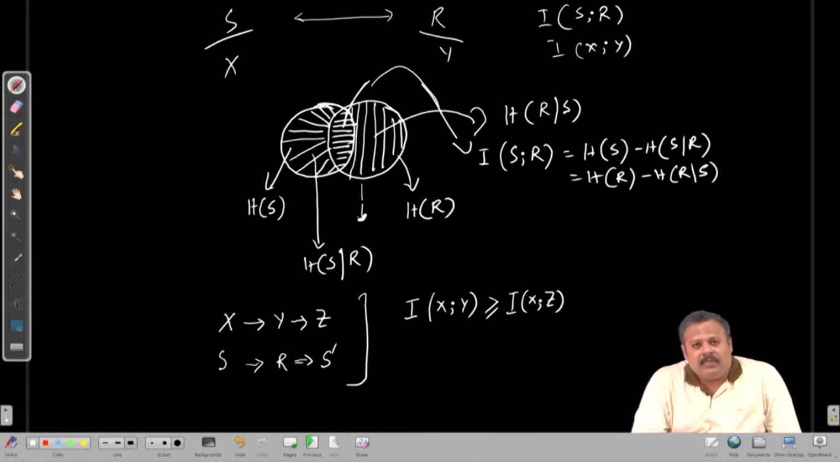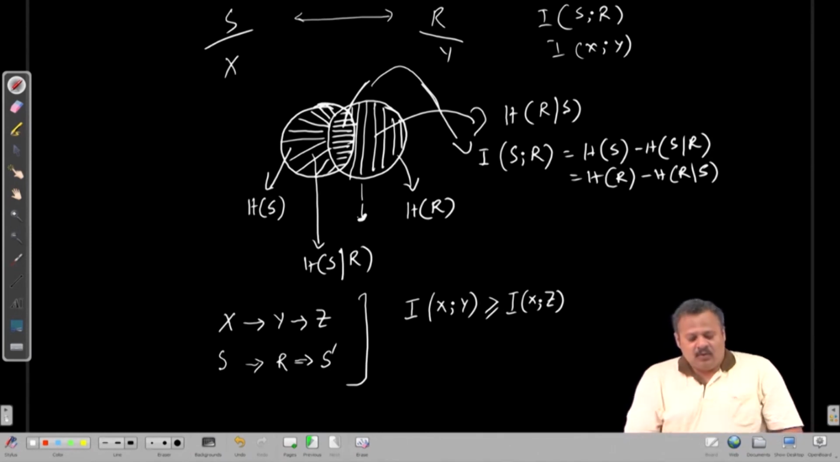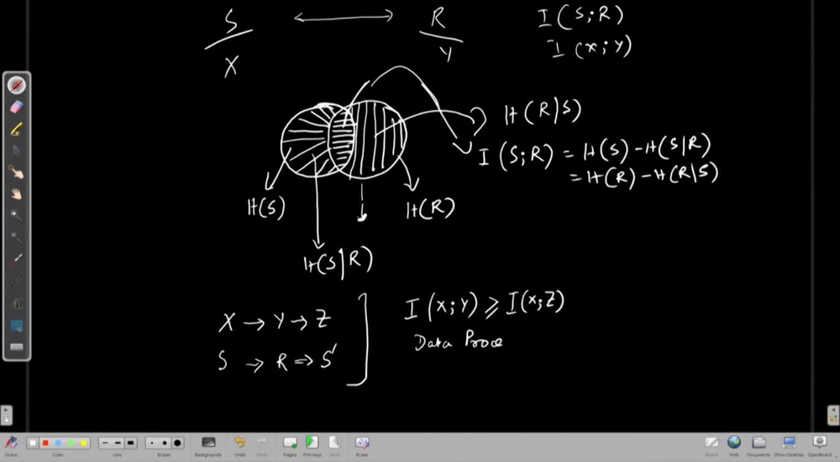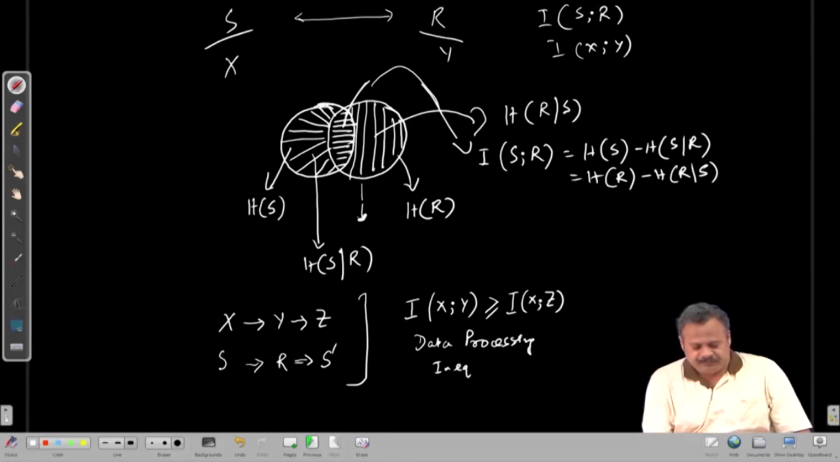That is, by processing the response or a random variable to a new random variable Z, we actually lose information. That is, this is what we call the data processing inequality.